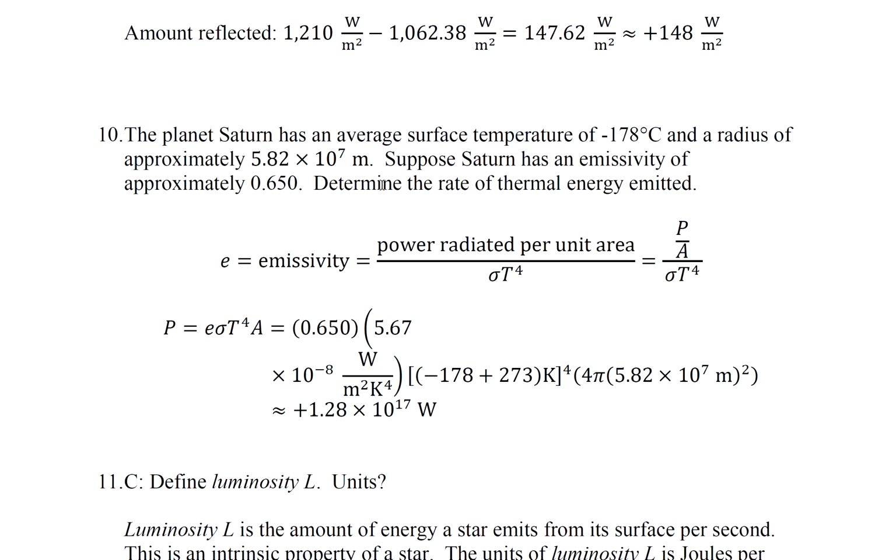So the rate of thermal energy emitted means power, because that's energy over time. When you see that word rate, that's something over time, most of the time. So we're solving for P. They gave us e, sigma is a constant, they gave us T. And this A is a surface area, which is 4 pi r squared, which is the surface area of a sphere.